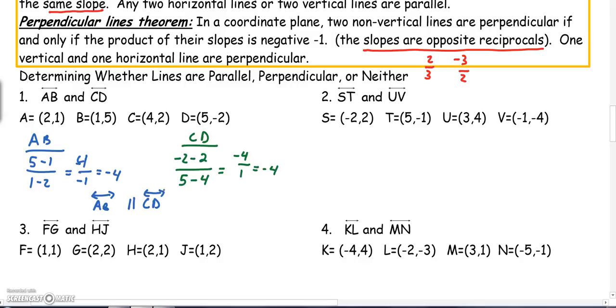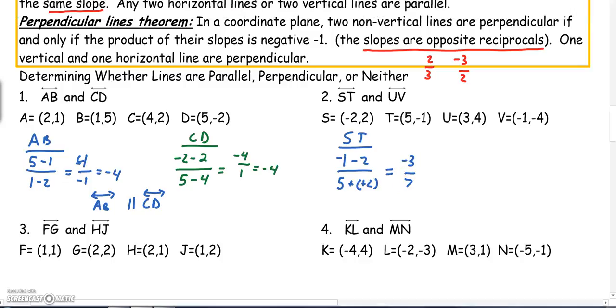Number 2, find the slope for ST and UV. So first we have ST. So I'm going to do -1 minus 2 and 5 minus -2, which really turns into +2. So we have -3 over 7.